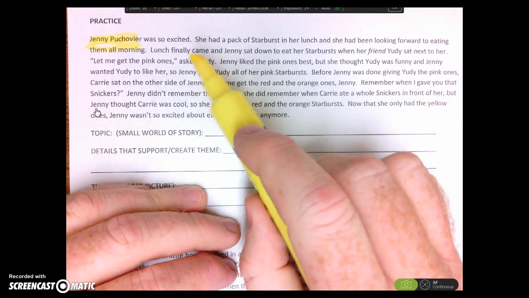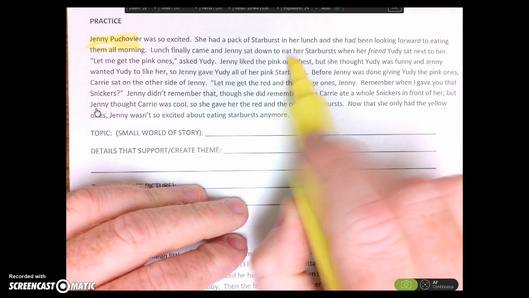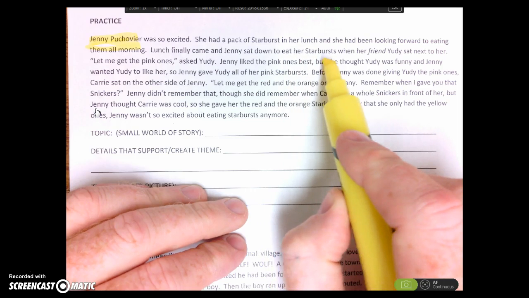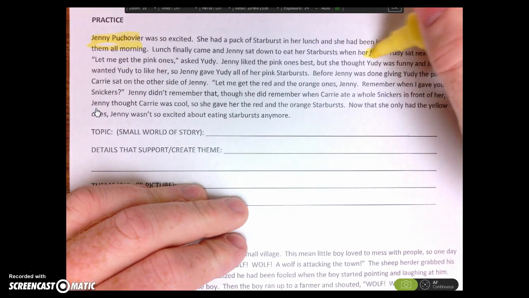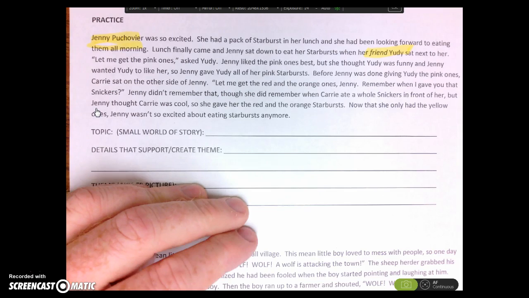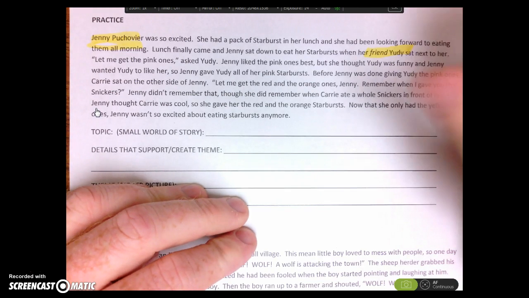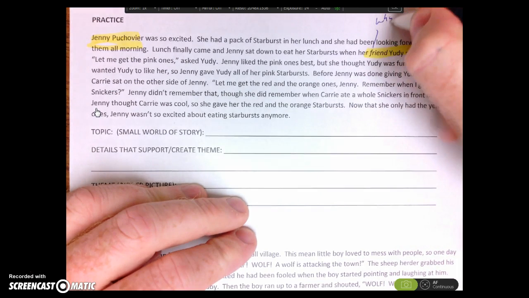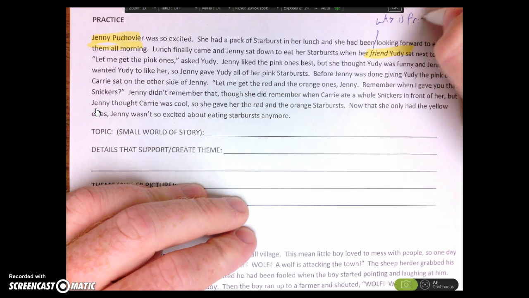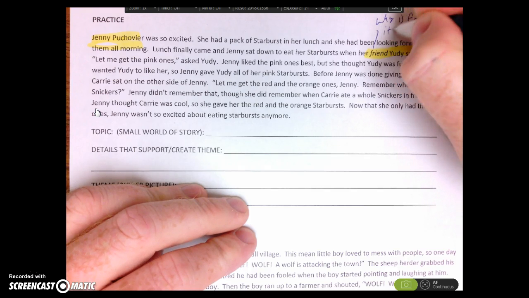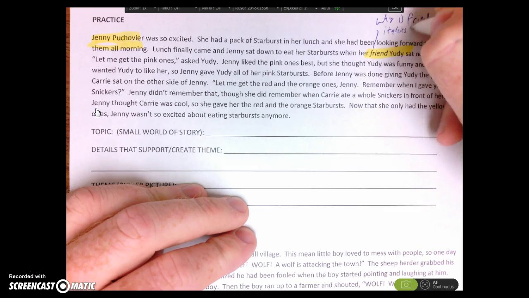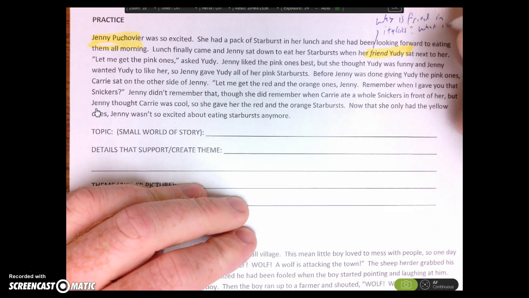Lunch finally came, and Jenny sat down to eat her Starburst when her friend, and friend is in italics, so maybe is this truly her friend? Why is friend in italics? What is the writer showing us?